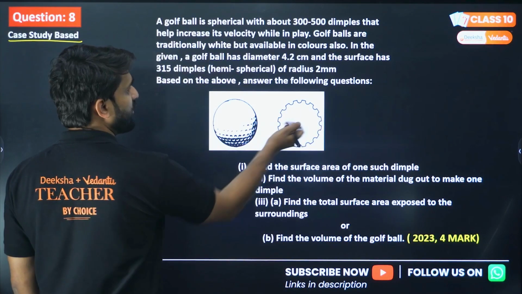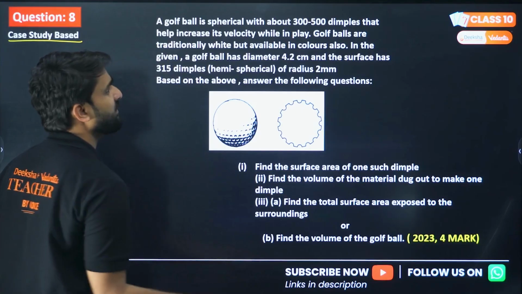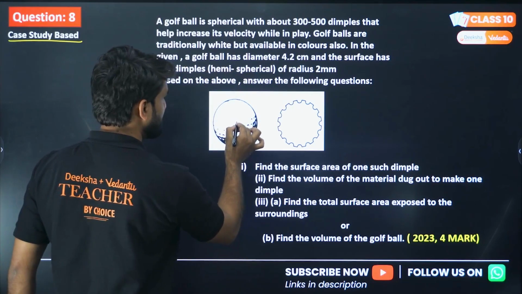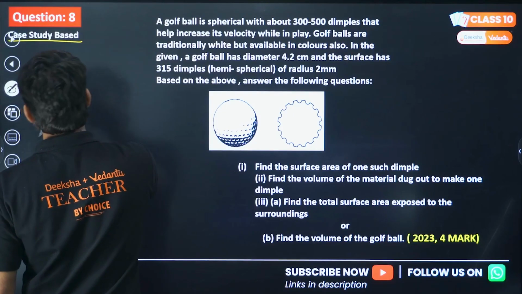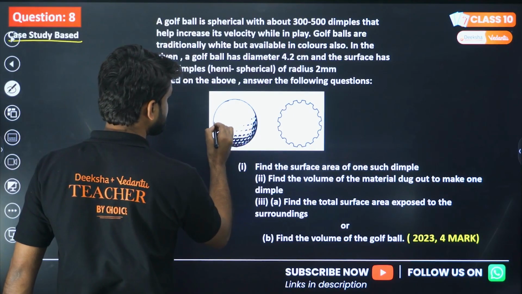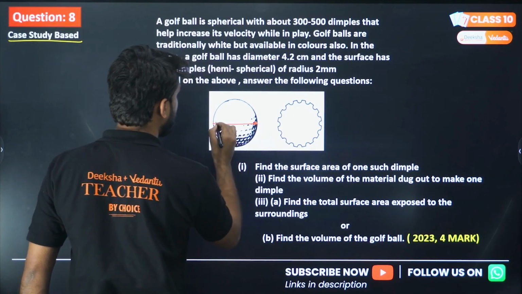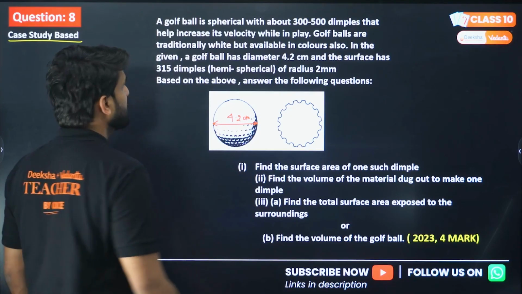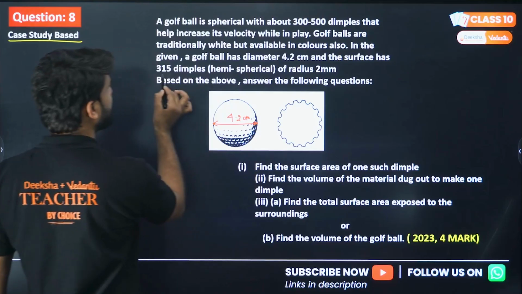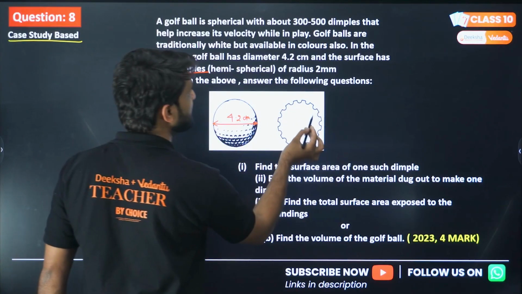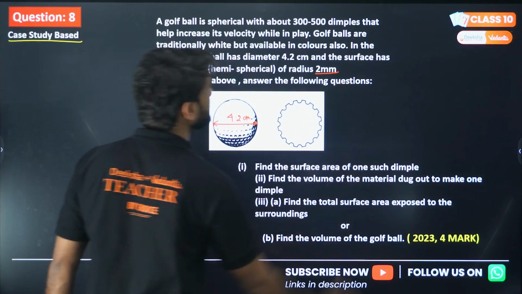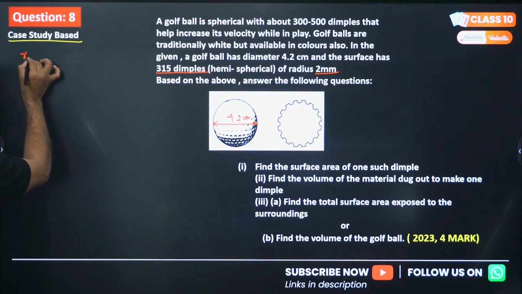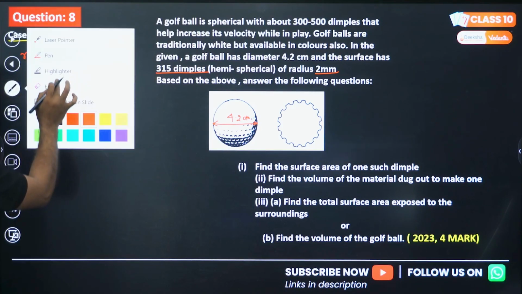All the dimples are obviously hemispherical in shape. The given golf ball has diameter 4.2 centimeter. So the diameter of the golf ball itself is 4.2 centimeter, but there are 15 hemispherical dimples, and the radius of each hemispherical dimple is 2 mm.